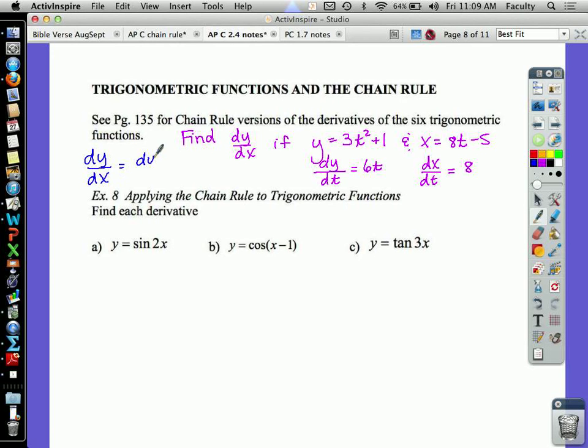Well, I have dy dt. I can't multiply by dx dt because that wouldn't cancel the dt's. So what do I actually need to multiply by? The reciprocal, which would be dt dx. So this is 6t times what? 1 over 8. So that's what? 3/4.